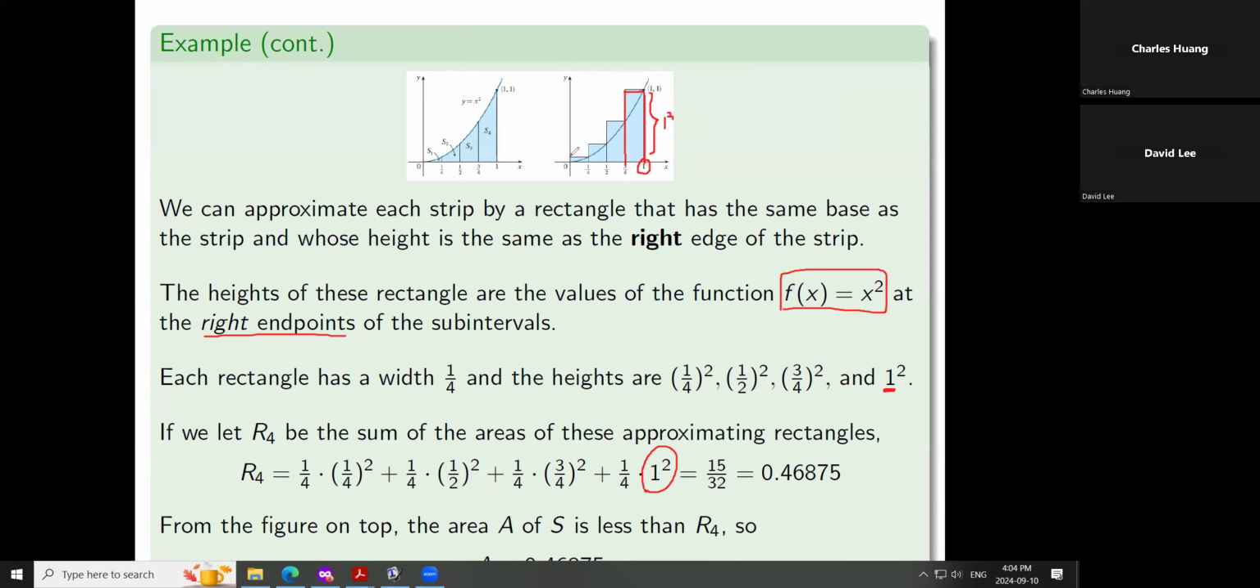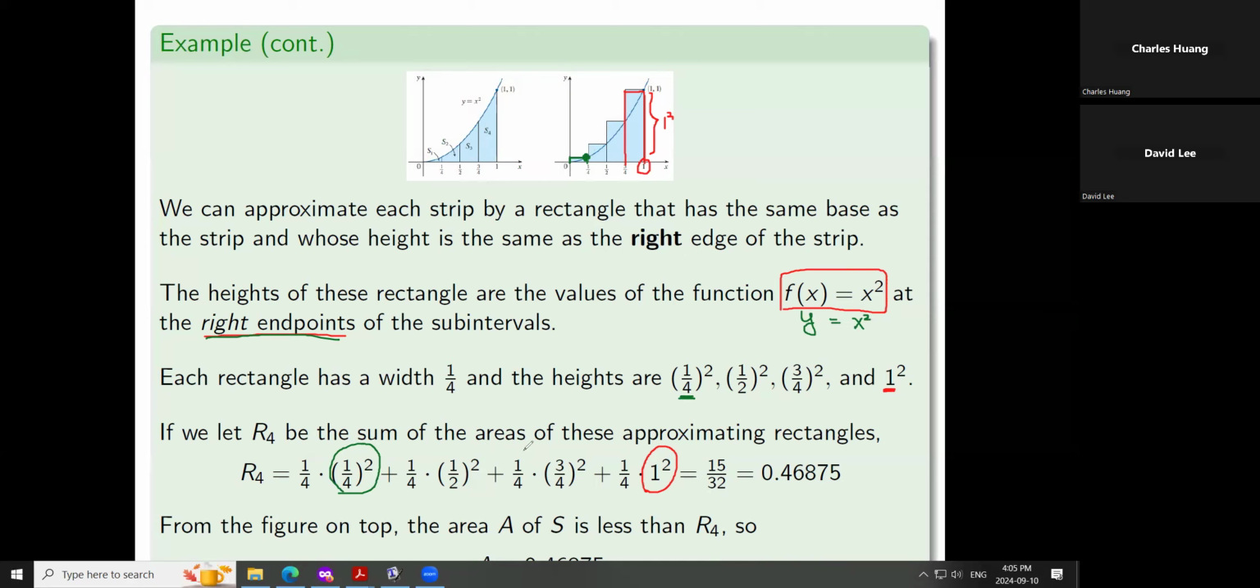Now, if I talk about the first rectangle that we see over here, I'm going to use this point on the right-hand side. I'm going to use the right endpoint. The right endpoint in this case for the first rectangle is a quarter. And the height in this case is a quarter squared. Because the y value up here is not a quarter, it's a quarter squared, since y is equal to x squared.